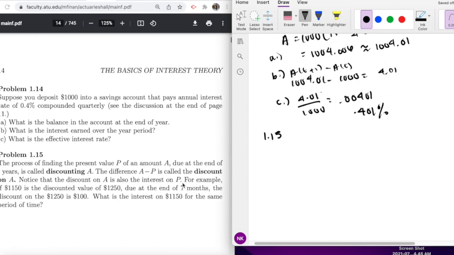Okay, this one's kind of tricky, but also easy. You know that the discount on A is also the interest on P. So if the discount on 1250 is 100, then the interest is also 100.